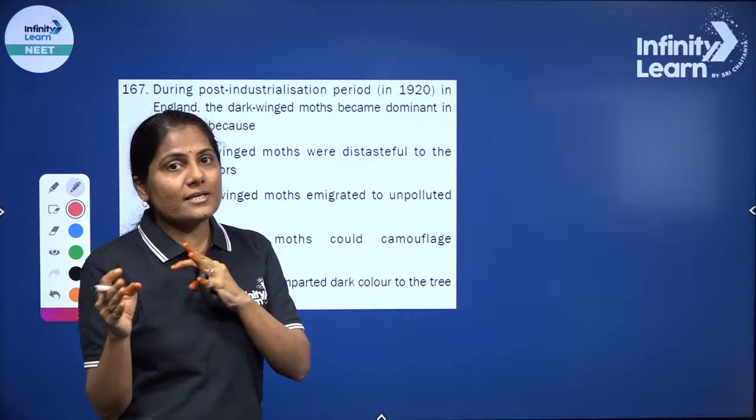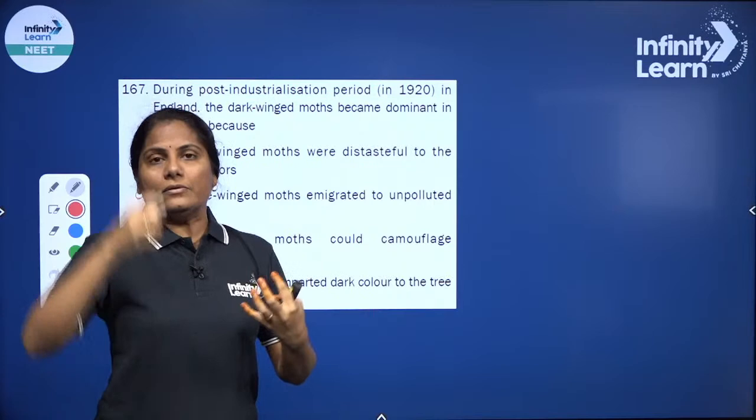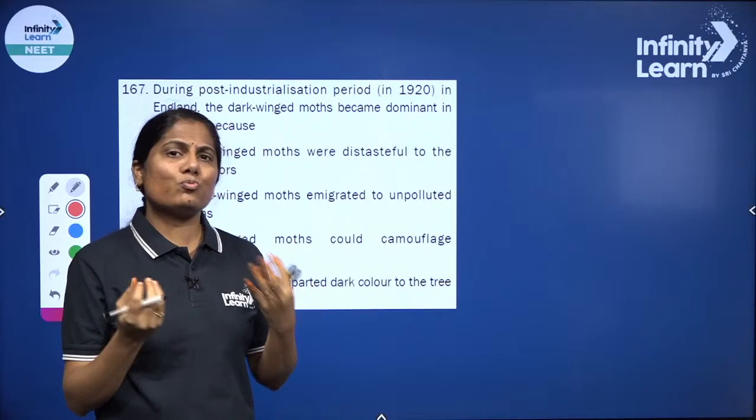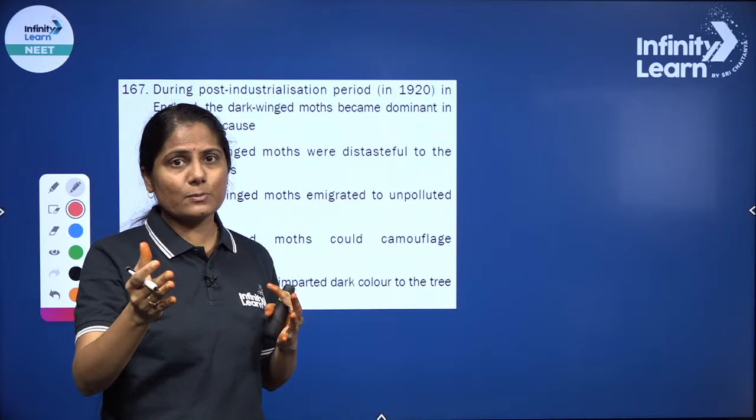Post-industrialization, that is after industrialization, what happened? There was a lot of soot, which covered the tree trunks. Before that, there were lichens, almost whitish in color, which covered the tree trunks. Now, lichens are sensitive to pollution. They're very good pollution indicators, a straight NCERT statement.